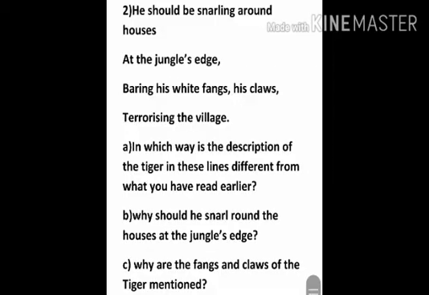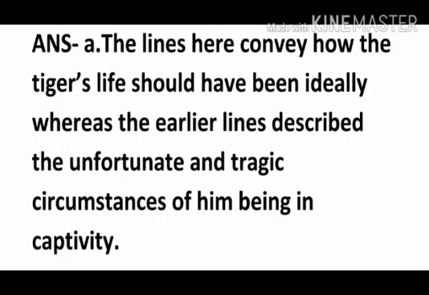Question number 2. He should be snarling around houses at the jungle's edge, baring his white fangs, his claws, terrorizing the village. Question number A. In which way is the description of the tiger in these lines different from what you have read earlier? Answer. The lines here convey how the tiger's life should have been ideally, whereas the earlier lines describe the unfortunate and tragic circumstances of him being in captivity.